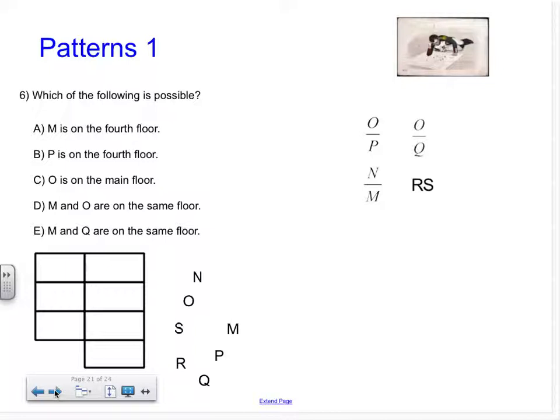Final question, please take a moment to read through pattern question 6. Press pause, and when you are ready to continue, press play.